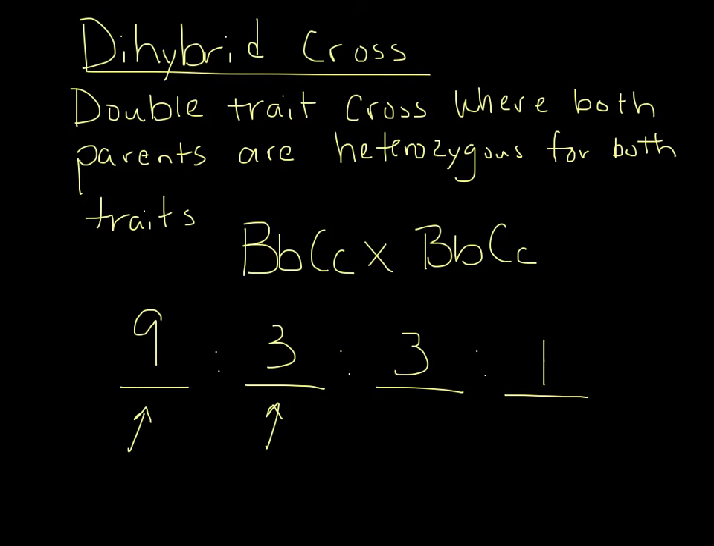Oh, I'm sorry, I said that wrong. I would get 9 that would be brown hair curly. I would get 3 that would be brown hair straight. I would get 3 that would be red hair and curly. And I would get 1 that would be red hair and straight. Okay, remember it's always dominant, dominant, dominant, recessive, recessive, dominant, recessive, recessive. Okay? All right.